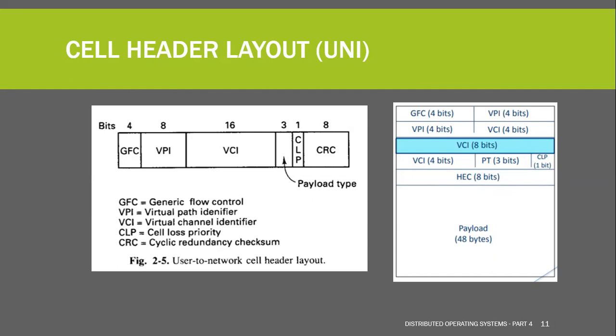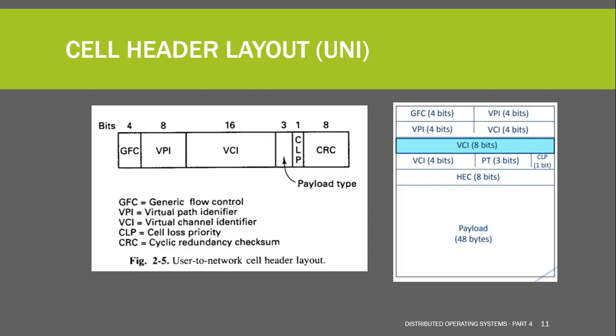Both kinds of cells have 48-byte payloads directly following the header. The GFC may be used for flow control. If an agreement on how to do it exists, it can be achieved. The VPI and VCI fields together identify which path and virtual circuit a cell belongs to. Routing tables along the way use this information for routing. These fields are modified at each hop along the path.